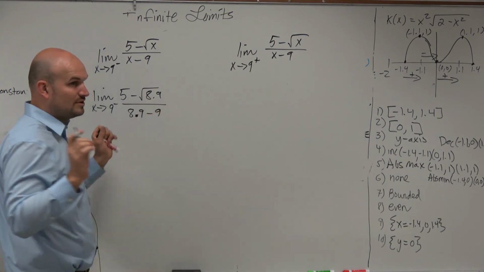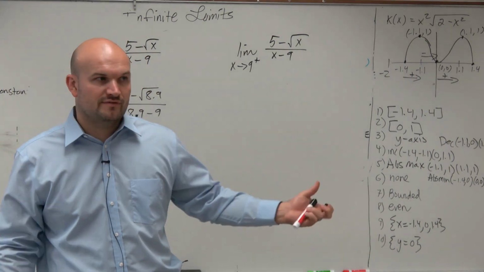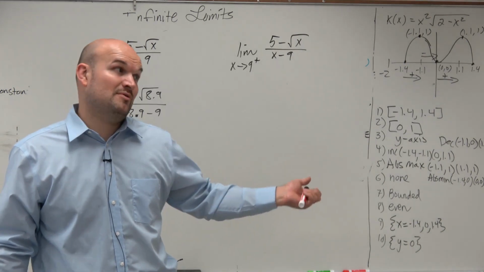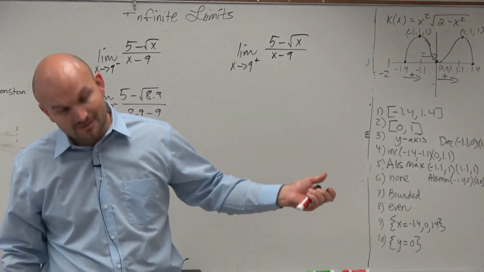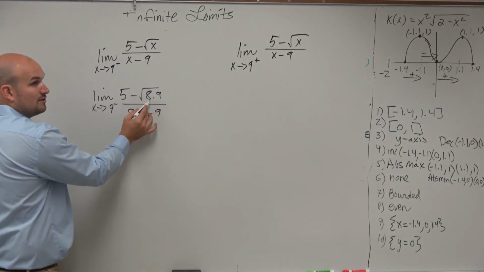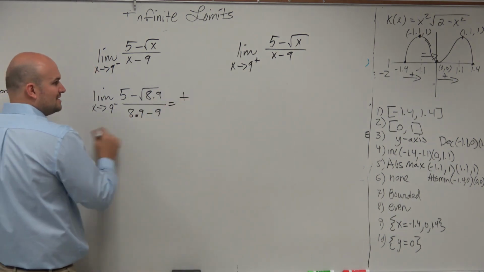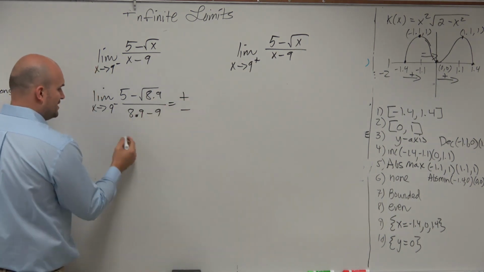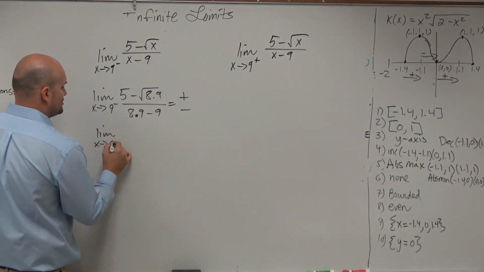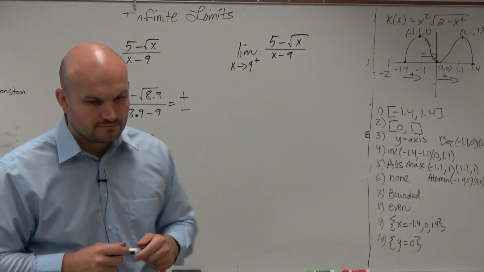And again, guys, we're not looking for exact values. We don't know what the square root of 8.9 is. Do we know what the square root of 9 is, though? 3. So is 8.9 going to be smaller than 3? Yes. So 5 minus some number that's smaller than 3 is going to be positive. 8.9 minus 9 is going to be negative. Positive divided by negative is negative infinity. So the limit as x approaches 9 from the left is equal to negative infinity. OK?